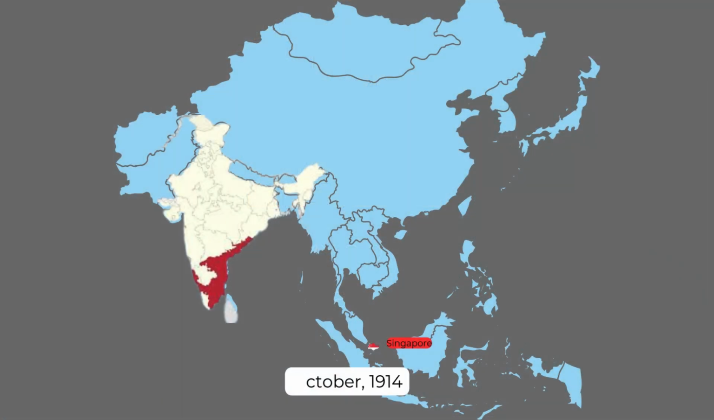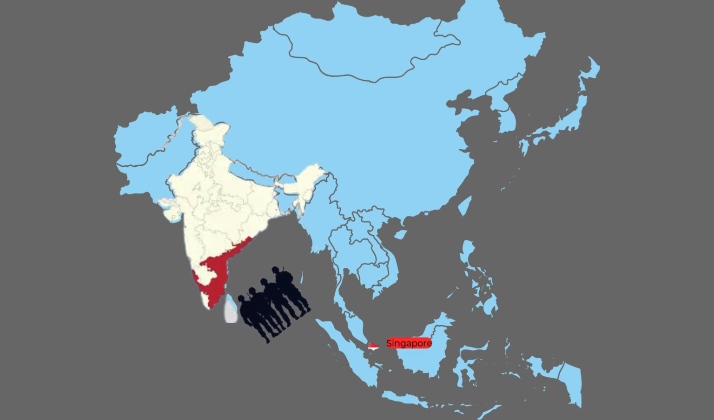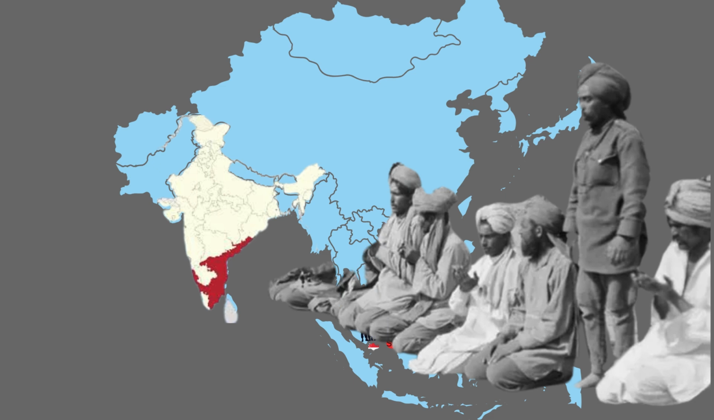Back in October 1914, the Indian Army's 5th Light Infantry Regiment was shifted from Madras to Singapore. They'd been sent there as a replacement for the King's Own Yorkshire Light Infantry, which was being deployed to France. This regiment had been around since 1803, and what made it stand out at that time was that it was entirely made up of Muslim soldiers, something not very common in 1914-15.